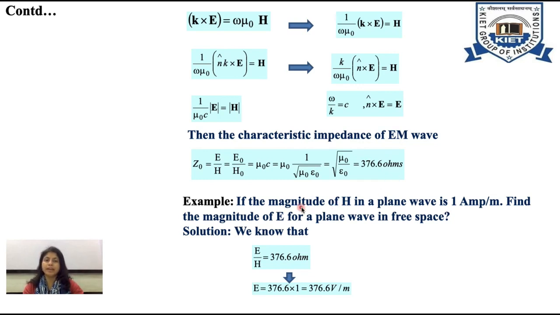This is the example. If the magnitude of vector H in a plane wave is 1 ampere per meter, find the magnitude of E for a plane wave in free space. We know that in this article E by H is equal to 376.6 ohm. Substituting the value of H, then E becomes 376.6 volt per meter.